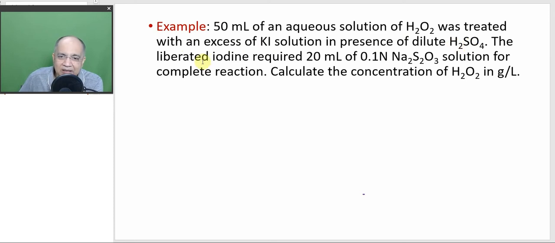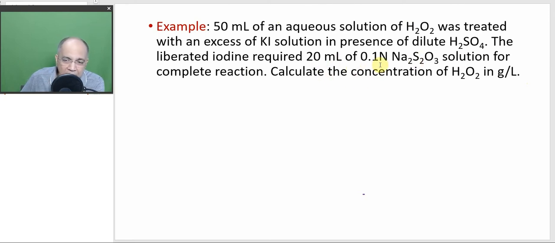That's a catalyst. The liberated iodine required 20 ml of 0.1 N sodium thiosulfate solution for complete reaction, not neutralization here. This is the redox reaction. Calculate the concentration of H2O2 in gram per liter. In gram per liter. So let us go from the back titration.